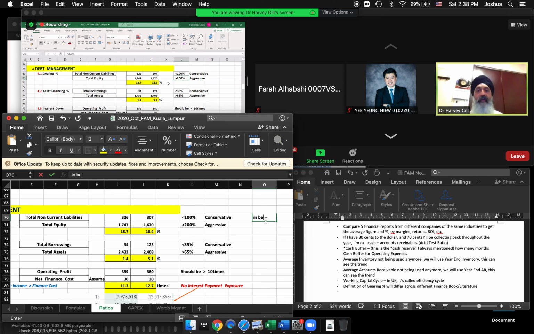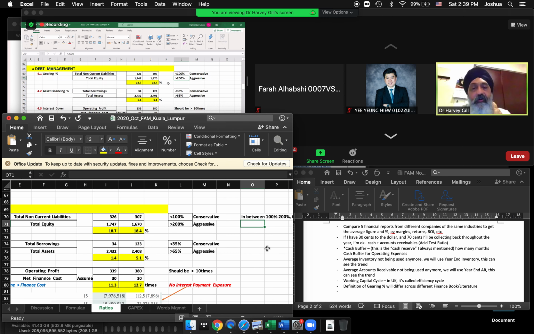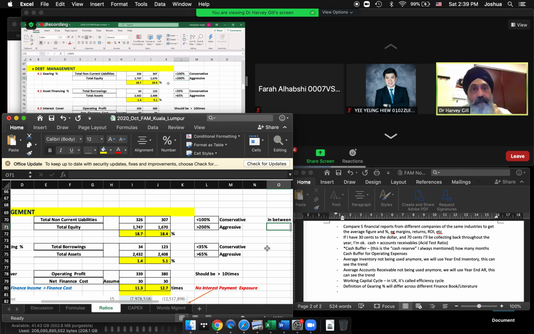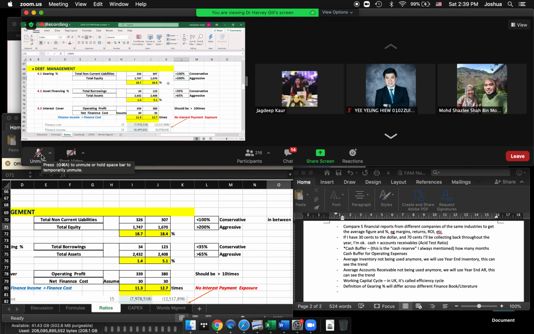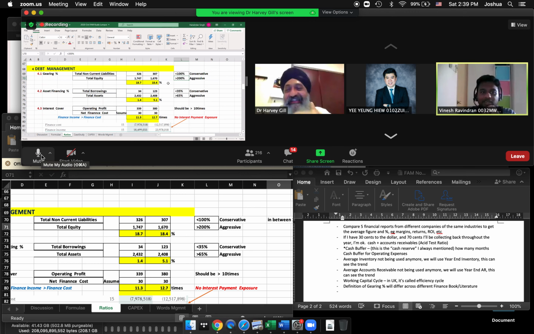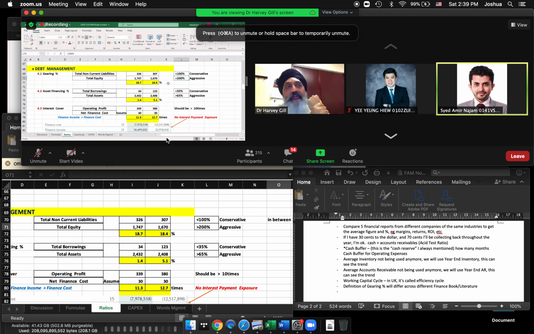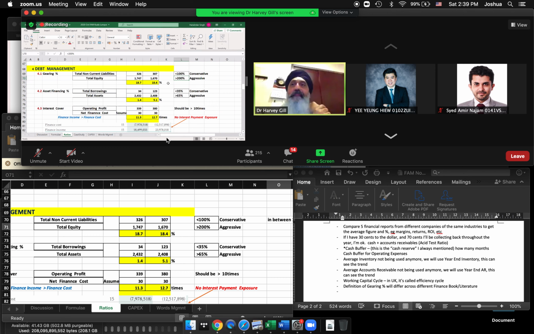More than 200, aggressive. Okay, I want to ask you now, do you think it is better for a business to have a conservative gearing ratio or an aggressive gearing ratio? Conservative. Depends. The answer here is it depends, isn't it? It depends on the nature of the industry, the economic outlook. Now might be time to borrow just to survive.